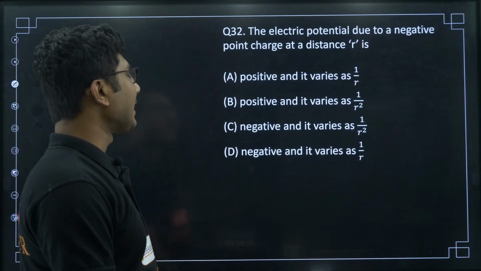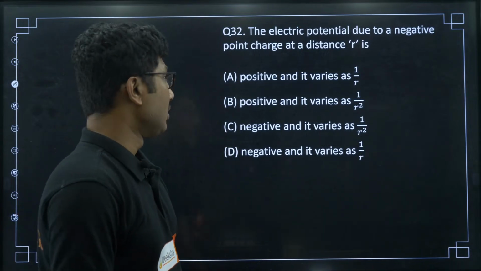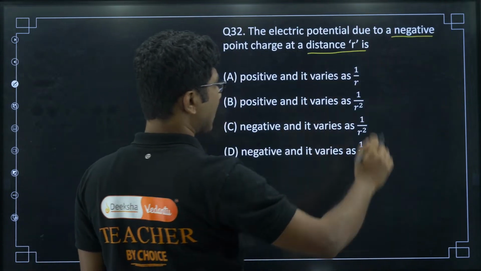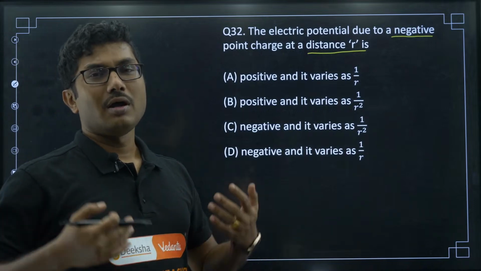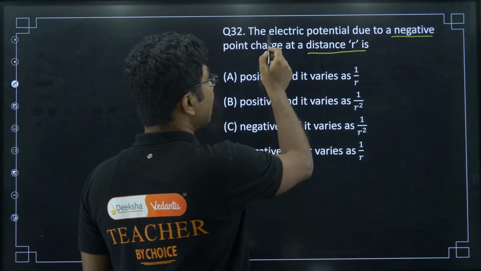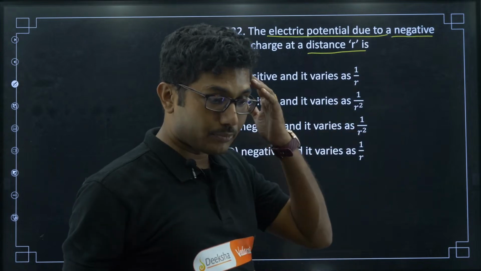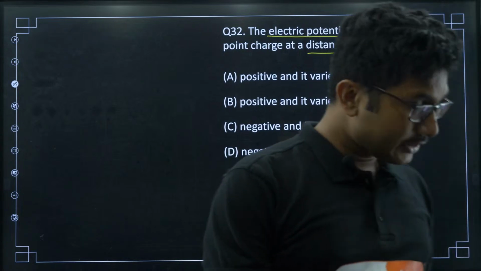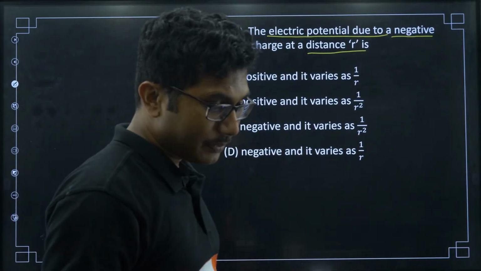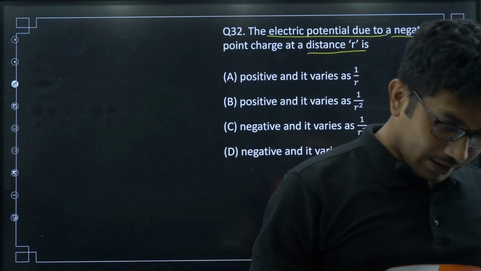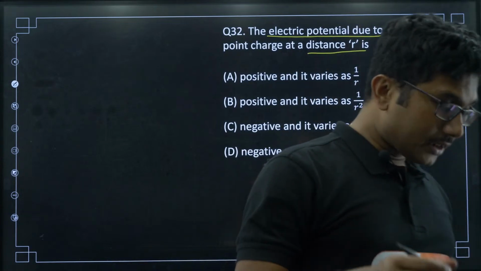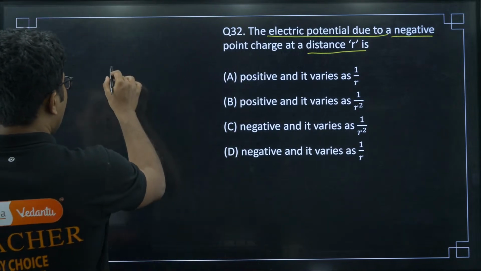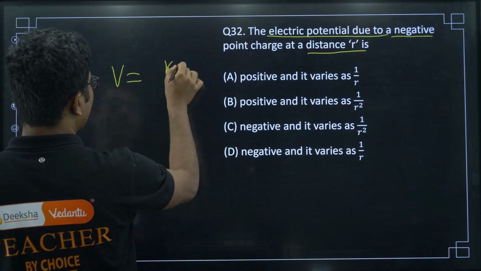Electric potential due to a negative point charge at a distance r is. So, what is the charge? Charge is negative and distance is r. So, what is the formula for electric potential? It is about electric potential due to a negative charge, not a dipole. Keshav, which one are you saying? Please mention the question number. 31D is correct. Varija, 32D: negative and varies as 1 by r. So, yes, V is equal to kQ by r.